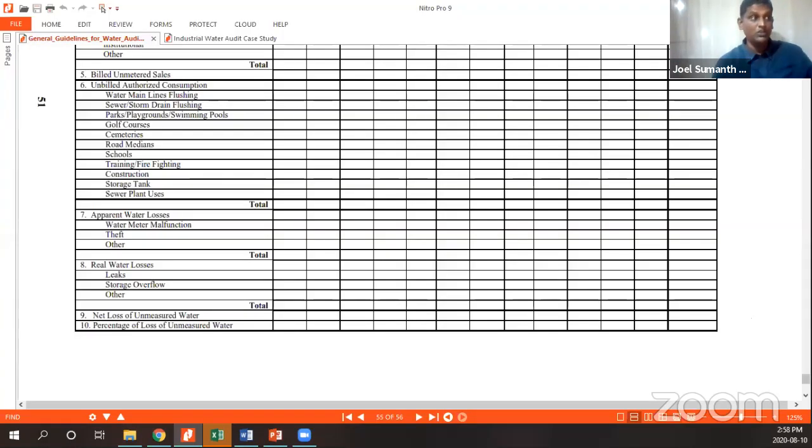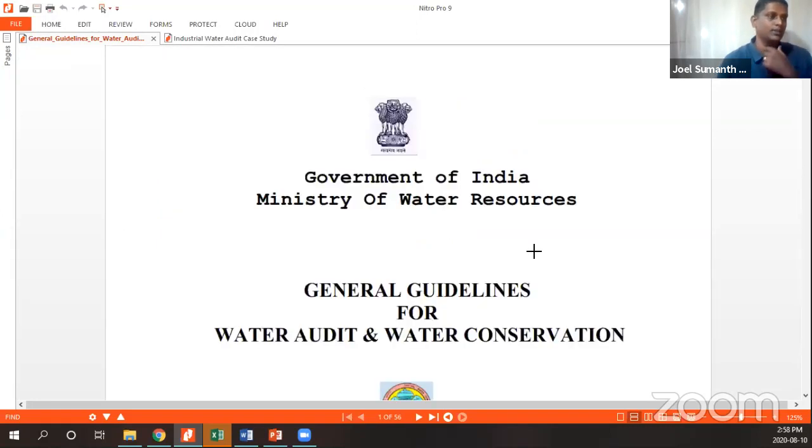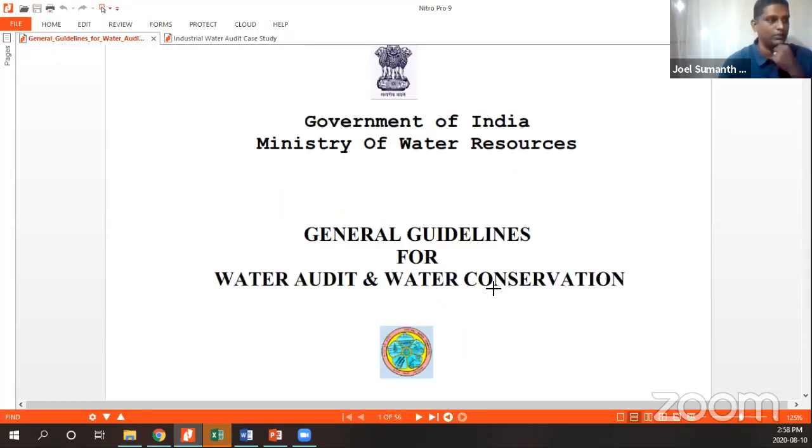So I will be sharing this document also with ma'am. This is the guidelines for water audit and conservation that has been prescribed by the Ministry of Water Resources. Now, we are very short on time, so quickly, if you have any questions, let's address those.